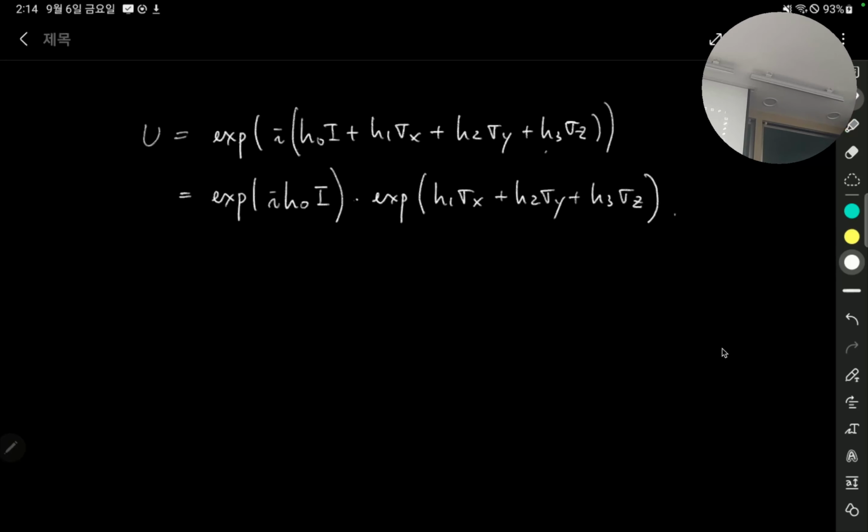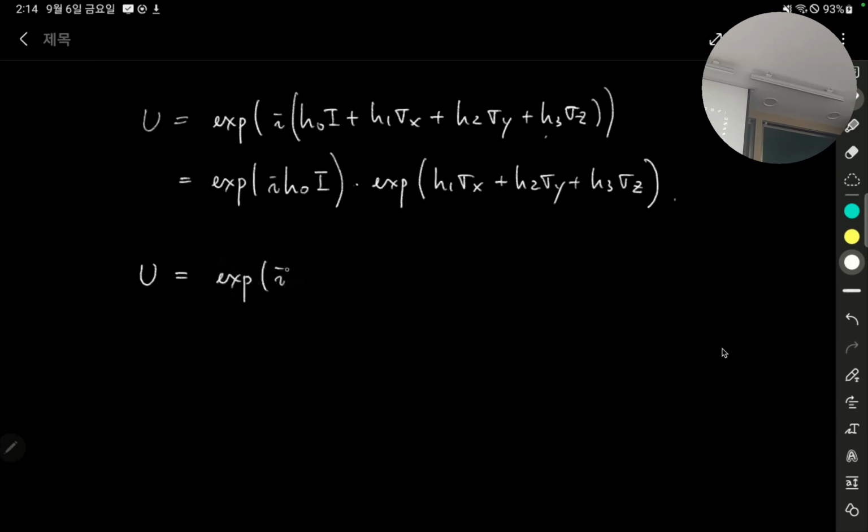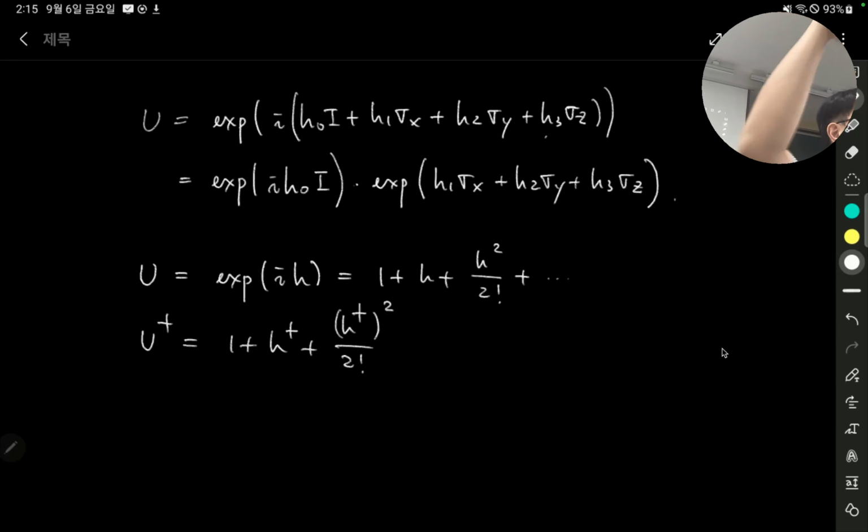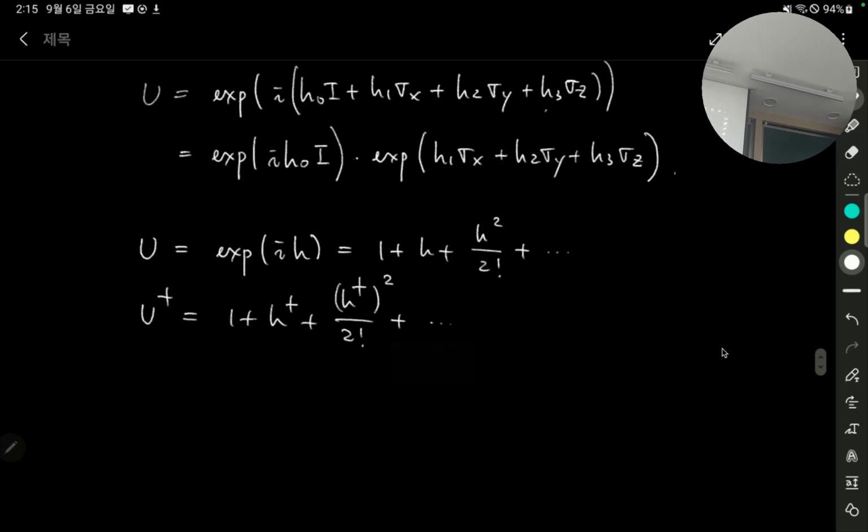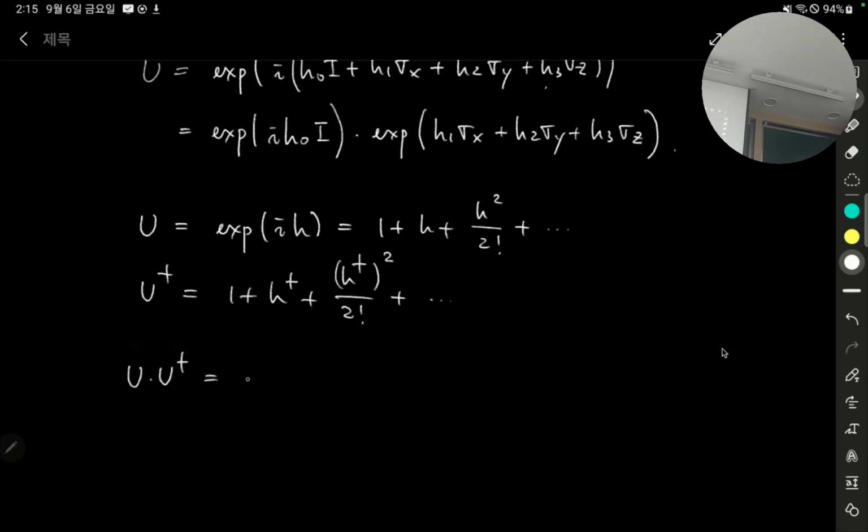So maybe we can do it using a more down-to-earth method. For example, if I assume nothing but a Hermitian matrix, let's write it out by the definition: we get H squared over 2 factorial and so on. And what is the dagger? It's 1 plus the dagger of everything above. So H dagger plus H dagger squared over 2 factorial. You have to take the dagger after the square, but you can also include it inside. So you want to see that U and U dagger multiply to 1, multiplied by H dagger plus H dagger squared.